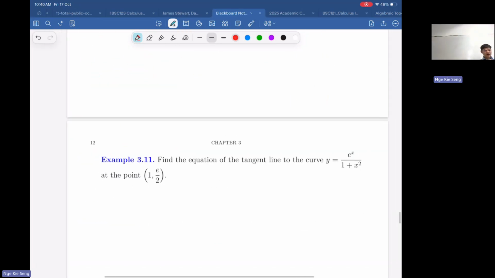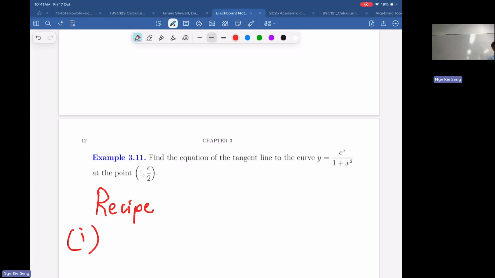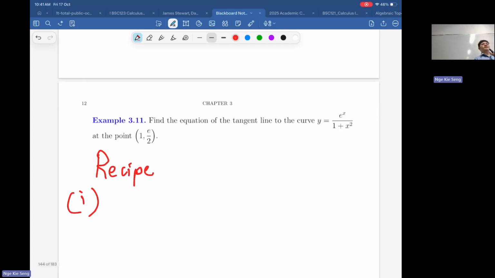Next: find the equation of the tangent line to the curve y at a point. Can we skip this? No one? What do you mean? You want to check the answer? I also don't have the answer here. But do you know what to do here? Tell me what to do first. What's the recipe for this question? What's the first step? Margaret, try.